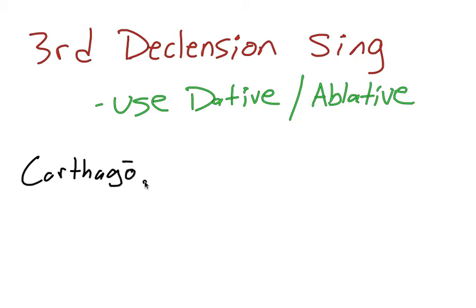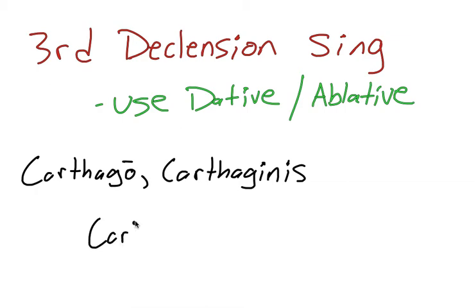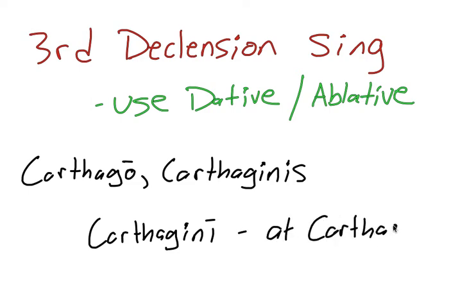Okay. So the vocab entry for this word is Cartago, Cartaginis. Okay, that's feminine, of course. And so if you wanted to say at Carthage, you would make it dative, Cartagini. So at Carthage, or in Carthage. Or you could also use the ablative, Cartagine.